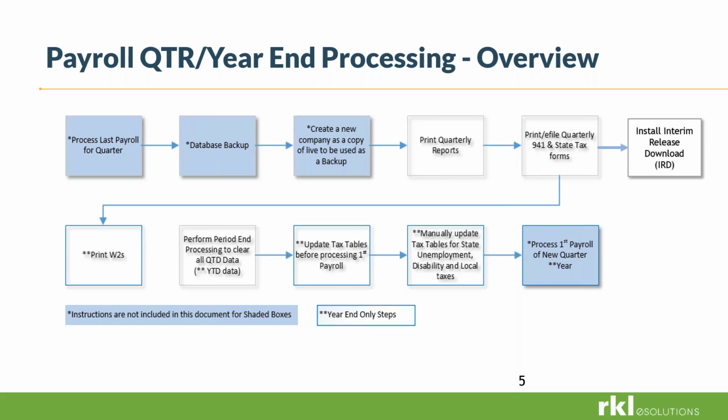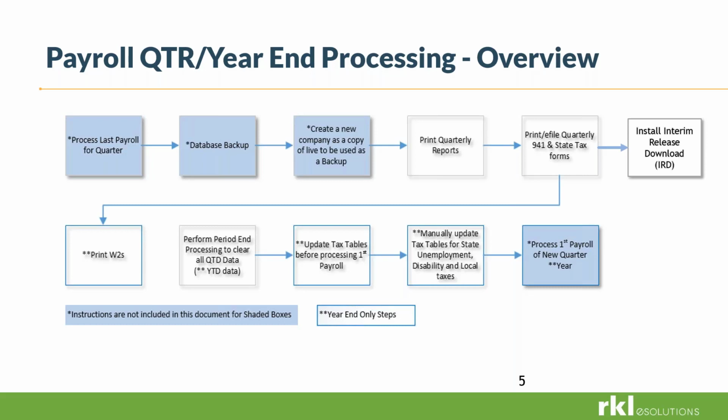Next, you want to perform that database backup and then create a new company and copy into it your live payroll company. And if you have multiple payroll companies, you want to create multiple new companies and back up each one separately. Your next step would be to print your quarterly reports and then go forward and print your quarterly 941s and any state tax forms that are necessary.